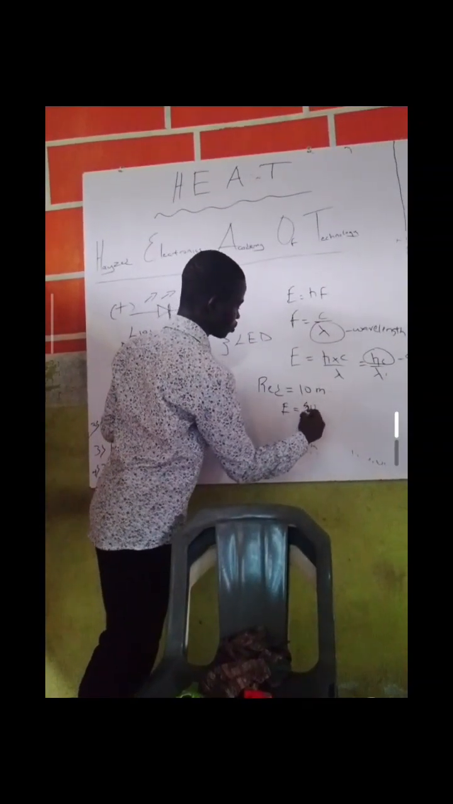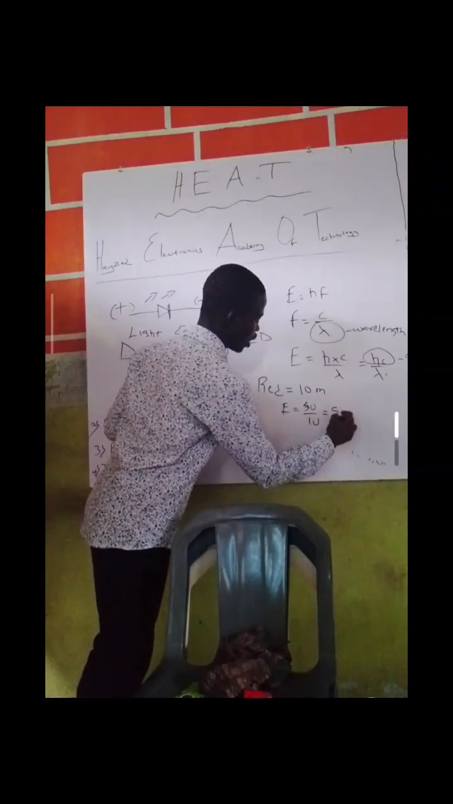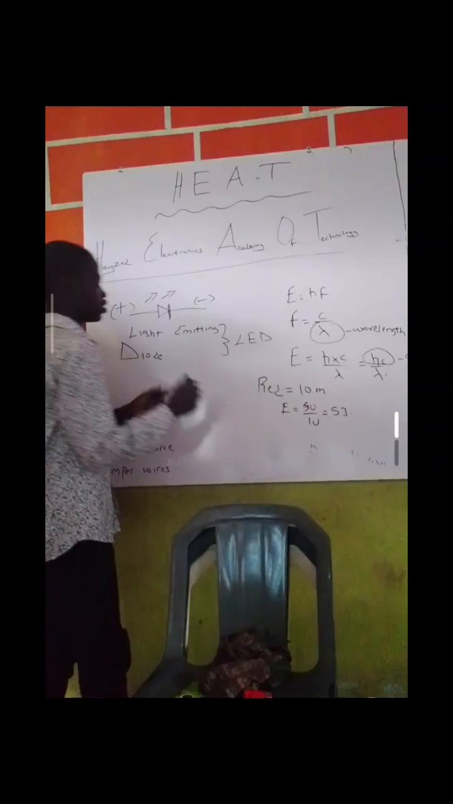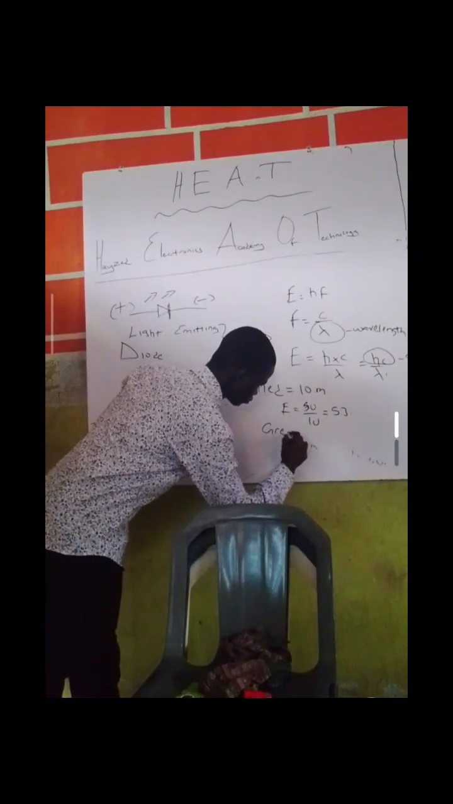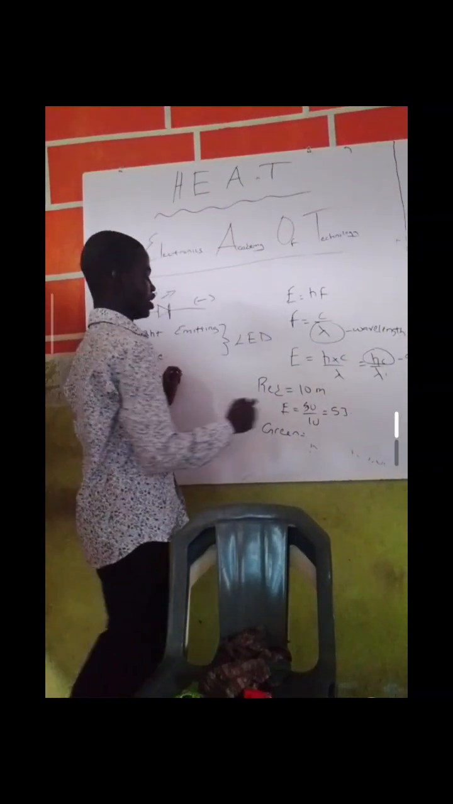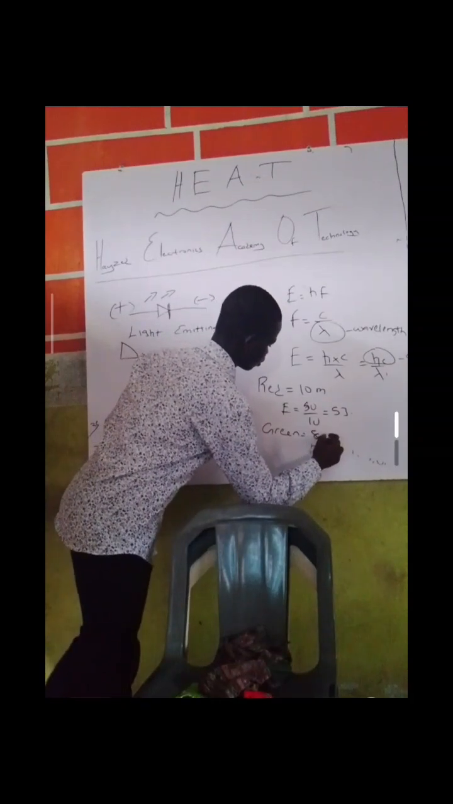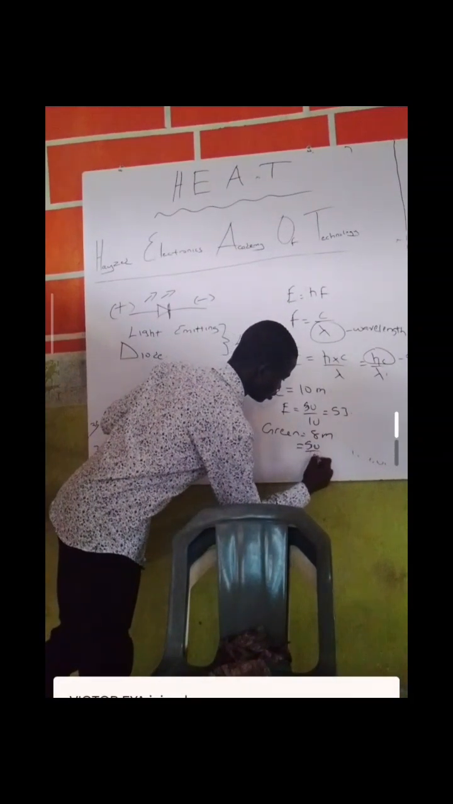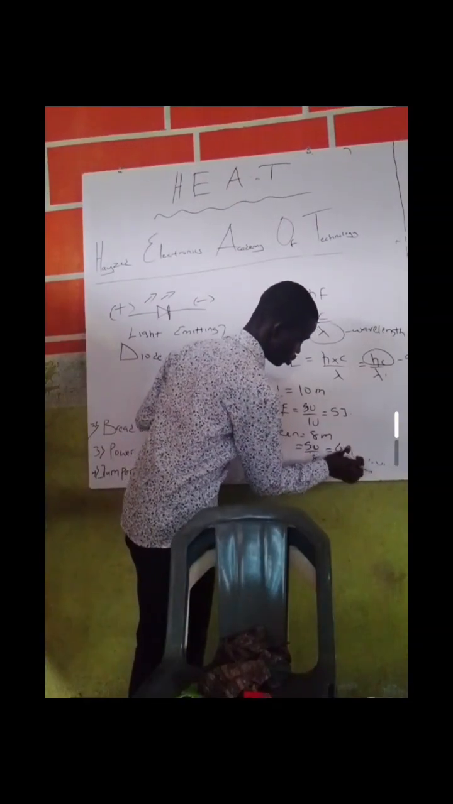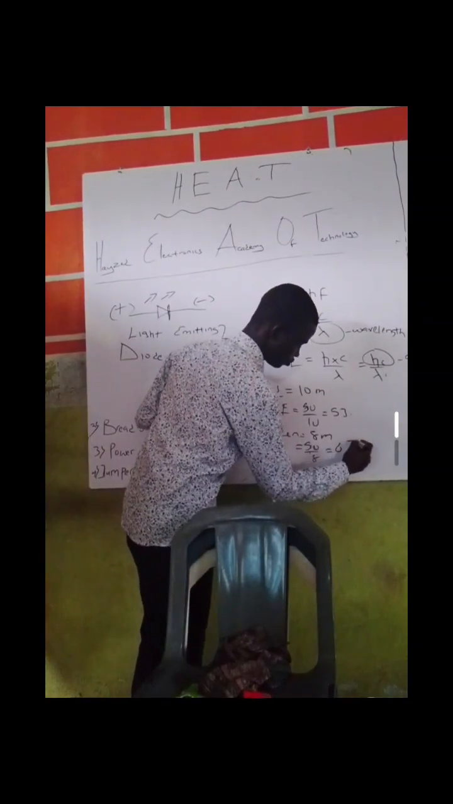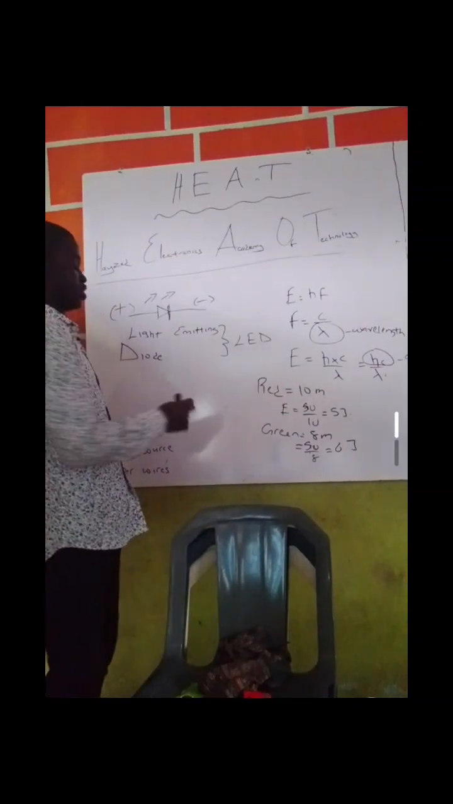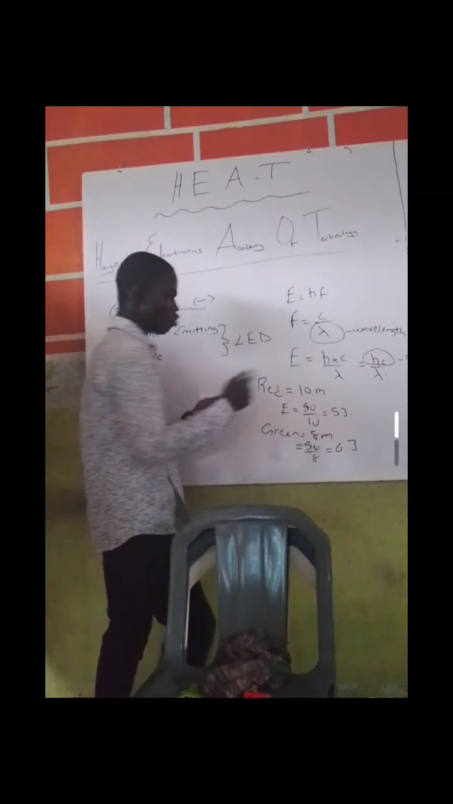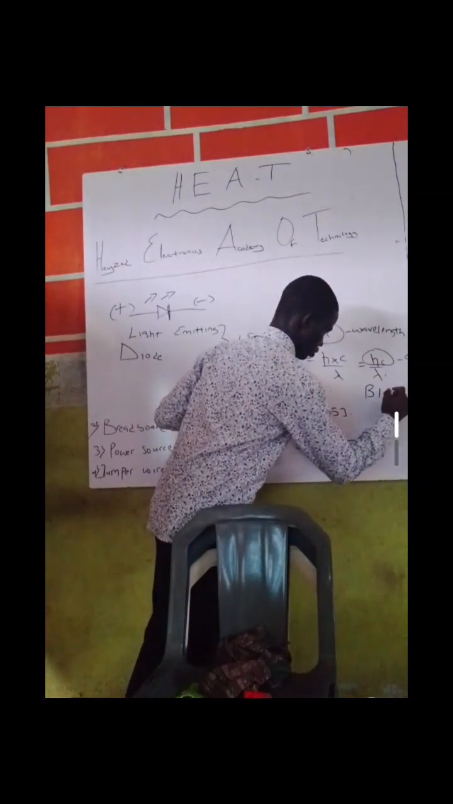Okay, 5 joules. Let's now see for green. Let's say green was 8. So it's going to be 50 over 8. Like 6.25, so let's say 6 joules. Now for blue, the one with the stubborn edge, its wavelength is very low. Let's say the wavelength was 2 meters.